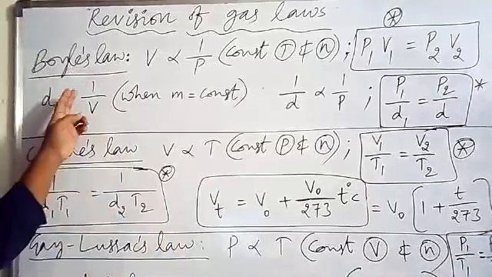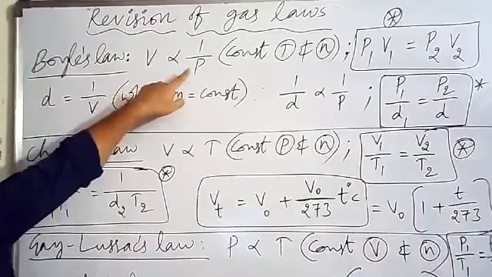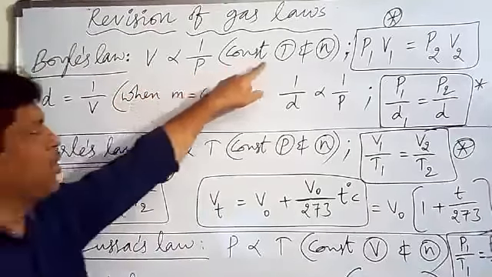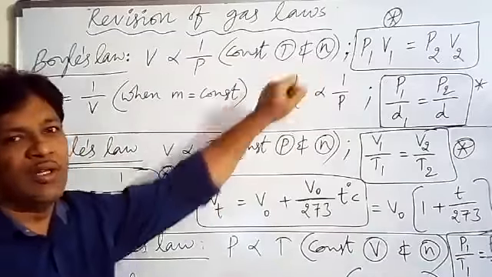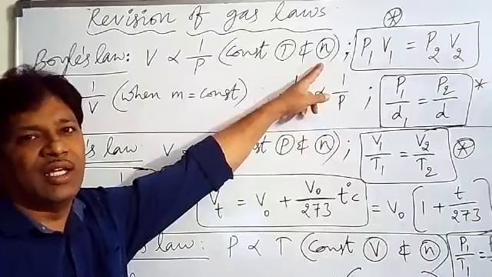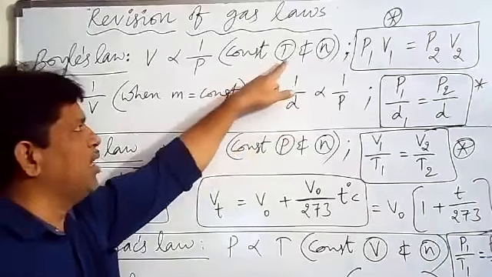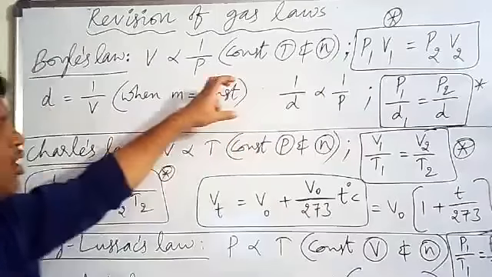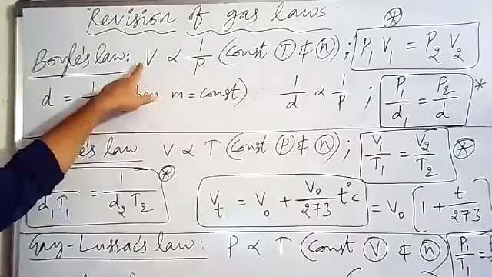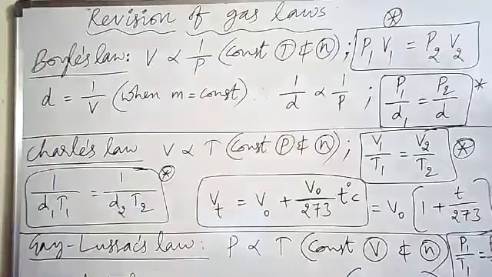Boyle's law: the volume is inversely proportional to pressure when temperature is constant and number of moles is constant. Number of moles is nothing but mass. If mass is constant for the given gas, the number of moles will also be constant. The measurable properties of a gas are volume, pressure, temperature and number of moles.